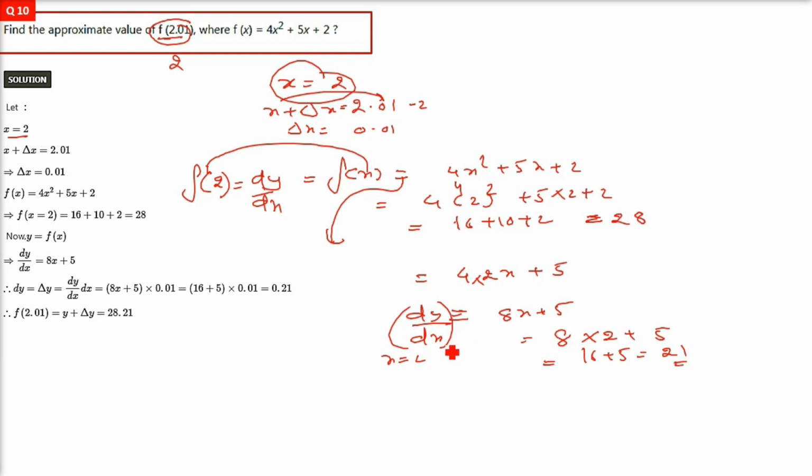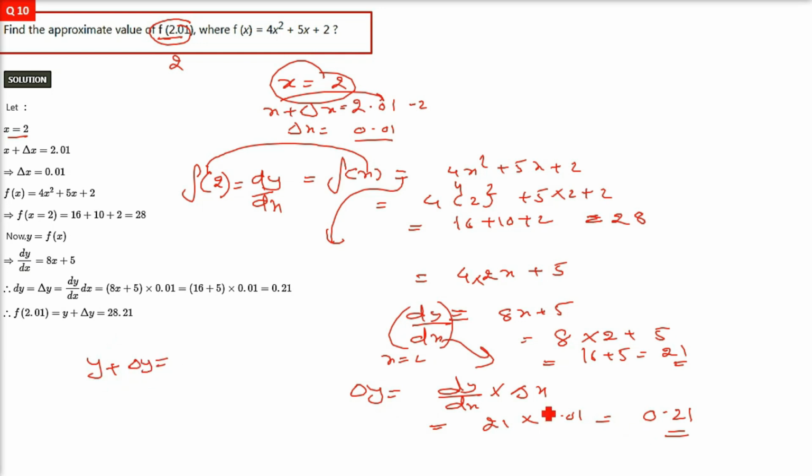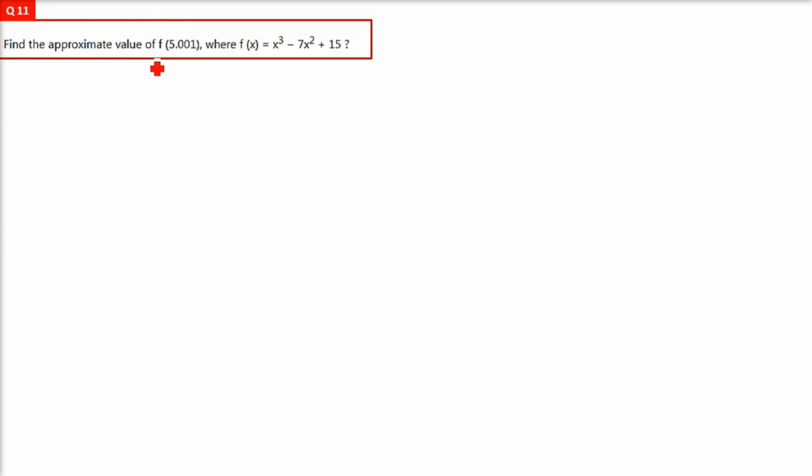Now we have dy by dx, we have delta x. We can find the value of delta y by dy by dx into delta x. So dy by dx is 21, delta x is 0.01. So it's going to be 0.21. Now the value y plus delta y. Delta y is already known to us now, and y we previously computed. What was y? This is 28. 28 plus 0.21 is 28.21. That is your answer.